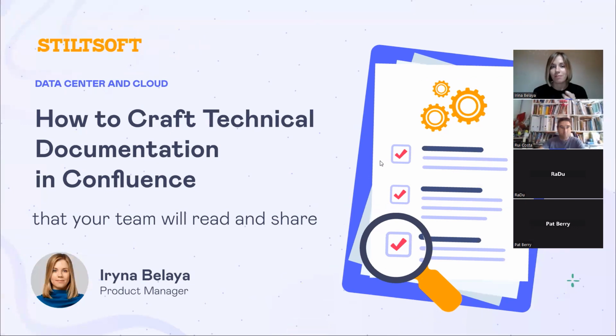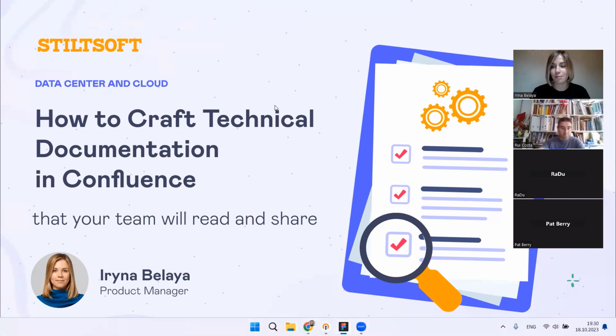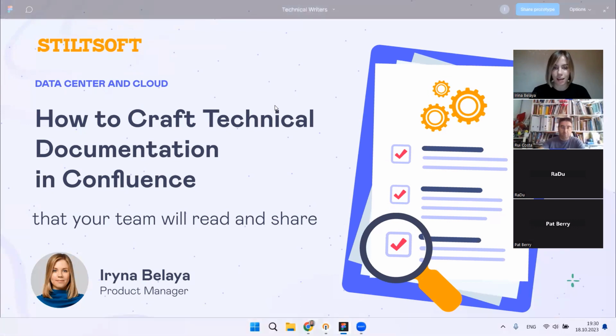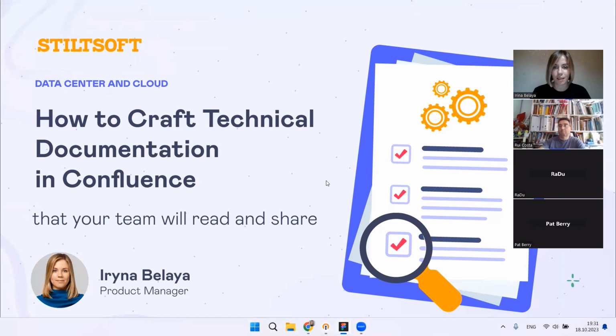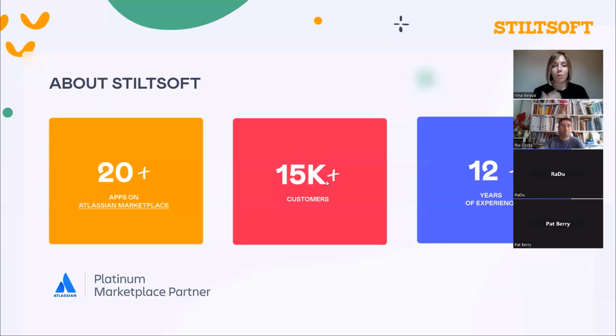Before we start, I will introduce you to our company. Our company's name is Skillsoft. We develop apps for Confluence, Jira, Bitbucket. We have been in this business for more than 12 years already. We have more than 20 apps on the Atlassian marketplace and more than 15,000 customers all over the world.